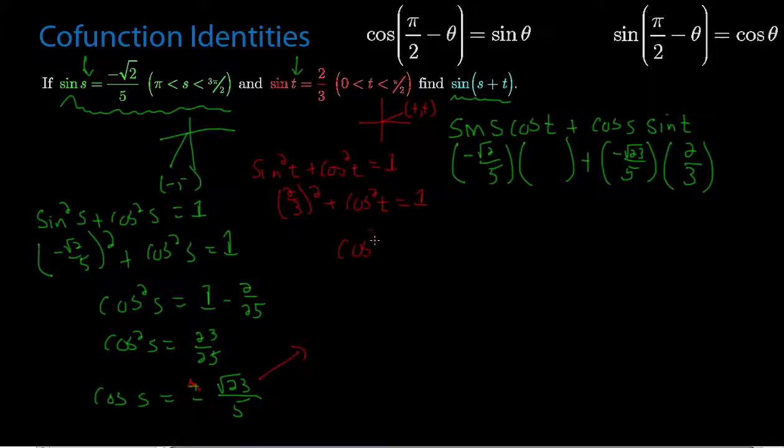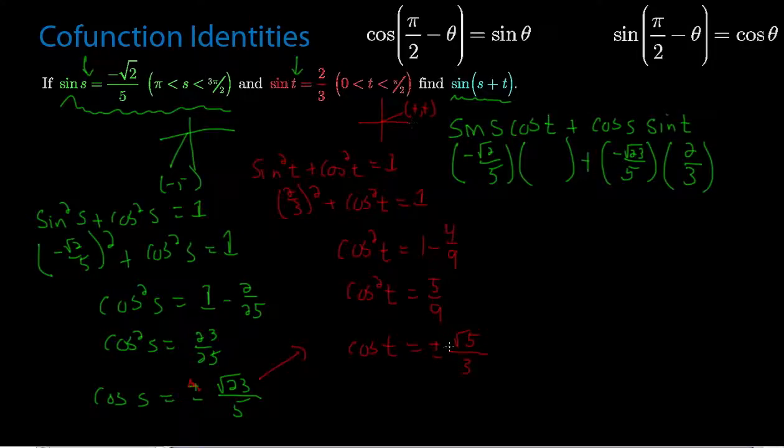Solving. Cosine squared t equals 1 minus 4/9. 2 squared is 4, 3 squared is 9. When I bring it to the other side, it gets subtracted. Cosine squared t equals 5/9. And when I square root both sides, I get cosine t equals plus or minus root 5 over 3.